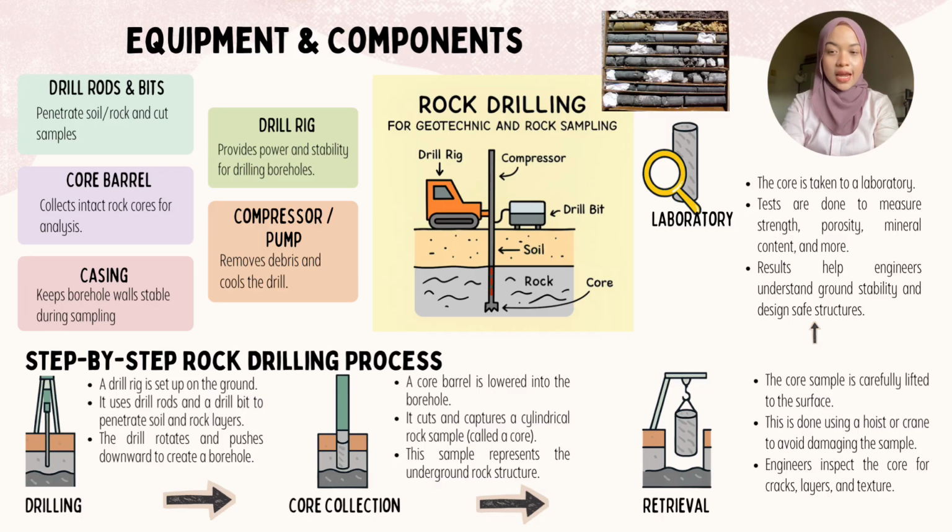Let's move to the first slide. Here are the main tools used in rock drilling. Drill rods and bit are used to cut into the soil and rock. The core barrels collect the rock sample. The casing keeps the borehole stable. The drill rigs provide the power, and the compressor removes debris and cools the drill.